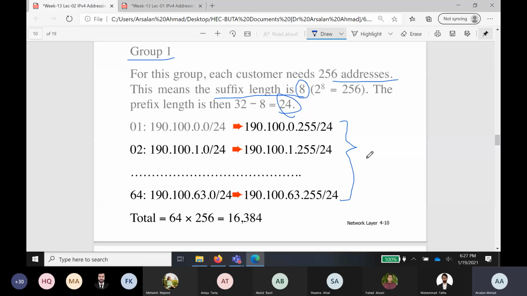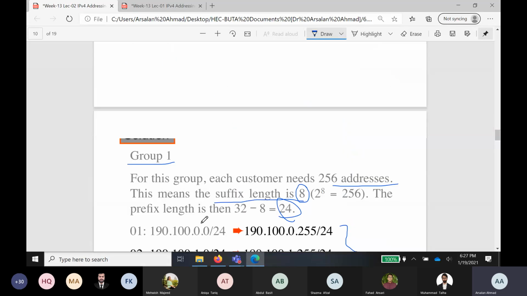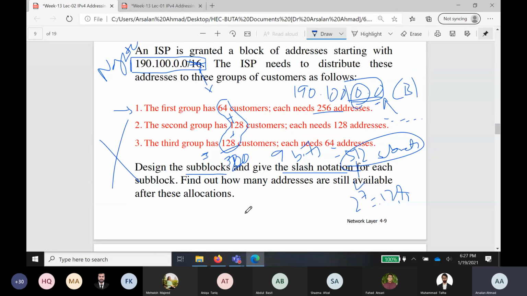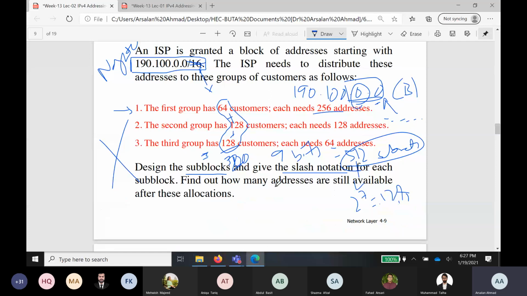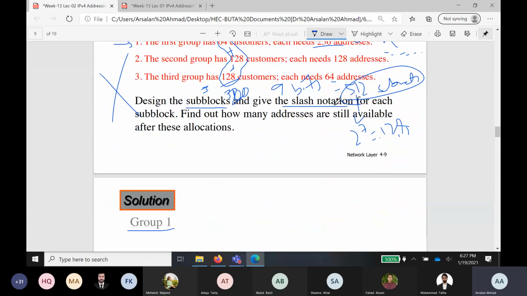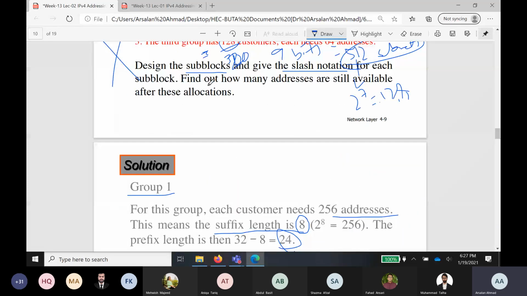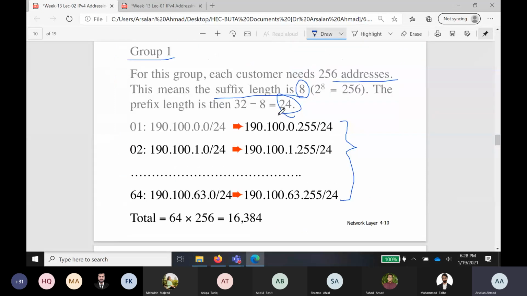And how many addresses have we assigned? It's shown over here, but this can easily be calculated even from the statement of the question. You just multiply the number of customers with the number of addresses. 64 times 256 is the total addresses in group 1. 128 times 128 is the total addresses in group 2. 128 times 64 is the total addresses in group 3. You add all those up and subtract from 65,536, and you will get the final answer, which is how many addresses are still available after the allocation. But anyway, we will do it in the proper way.